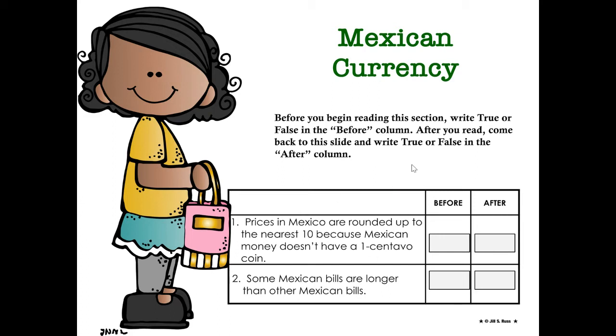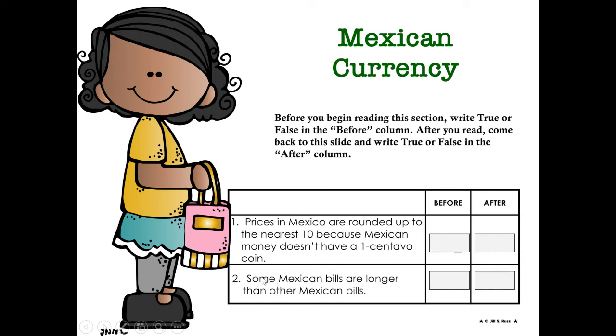Statement 1 says, prices in Mexico are rounded up to the nearest 10 because Mexican money doesn't have a 1 centavo coin. So if you think they round up their money to the nearest 10, put true. If not, put false.